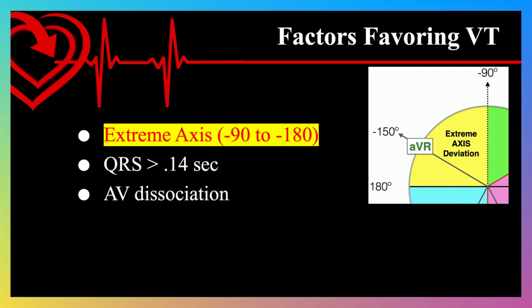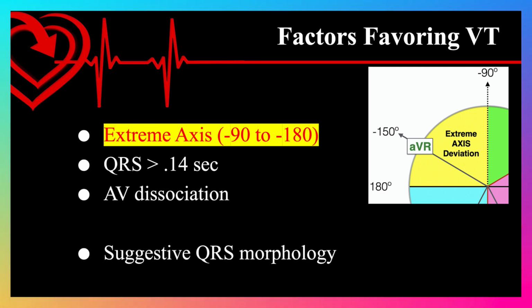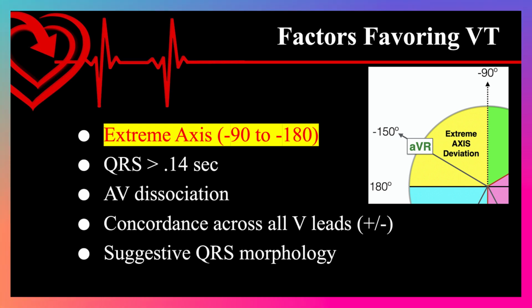AV dissociation, in other words, if you can see P waves but they're not connected in any way to the ventricular beats, that's a great clue. And suggestive QRS morphology. I love this label. This is a textbook description that basically means it looks like VTach. If you want to believe that it's VTach, you should look for the things that look like VTach. It does have some characteristic features that become more recognizable the longer you look at these things. The other is concordance across all the V leads.